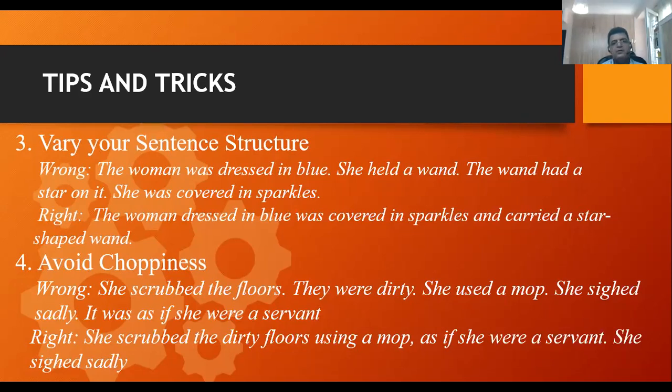Tip number 4, avoid choppiness. Choppiness means using lots of very short sentences. For example, in this example: she scrubbed the floors. They were dirty. She used a mop. She sighed sadly. It was as if she were a servant. It is not acceptable in academic writing. So the correct form is: she scrubbed the dirty floors using a mop, sighed sadly. This is the correct and acceptable form of academic writing.